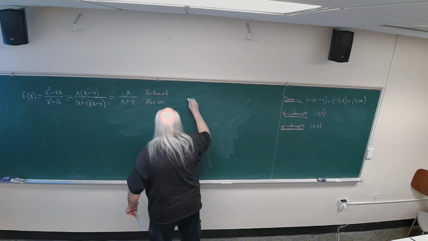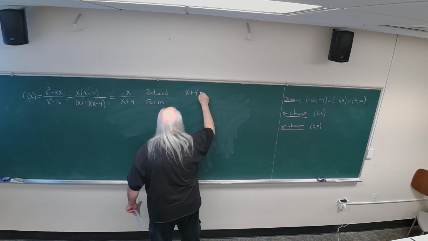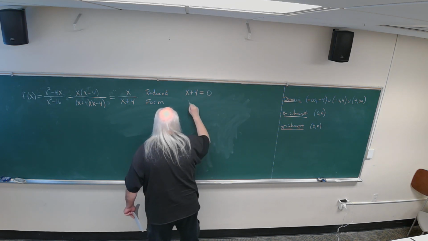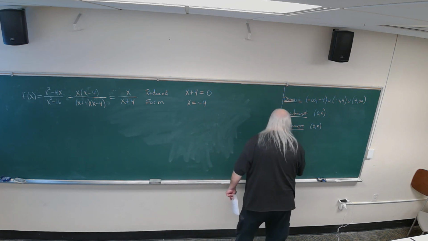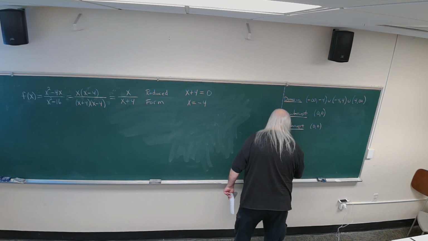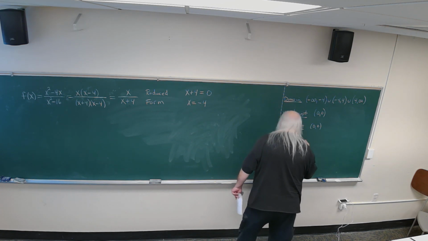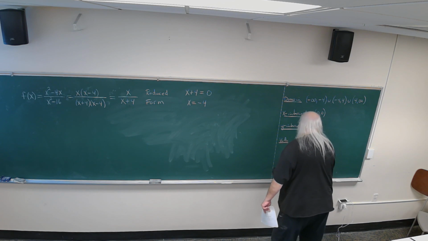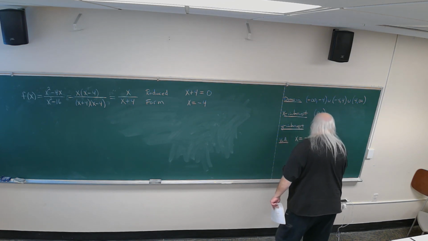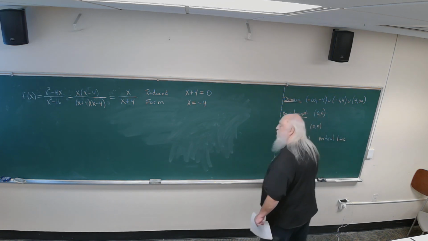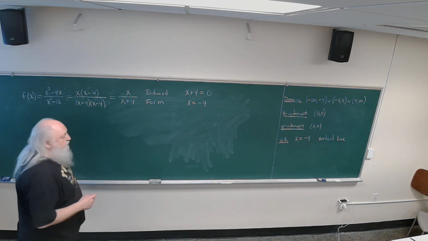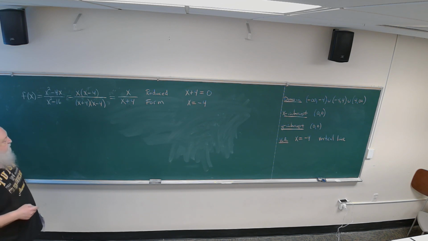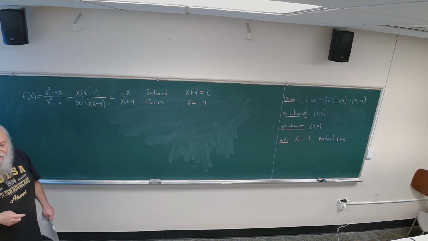So to find the vertical asymptotes for this rational function, we take the denominator in reduced form, we set it equal to 0, and then we solve for x. So the equation of the vertical asymptote for this rational function is x equals minus 4. So remember, vertical asymptotes are vertical lines, okay? So the vertical line x equals minus 4 is a vertical asymptote in the graph of this rational function. Okay.